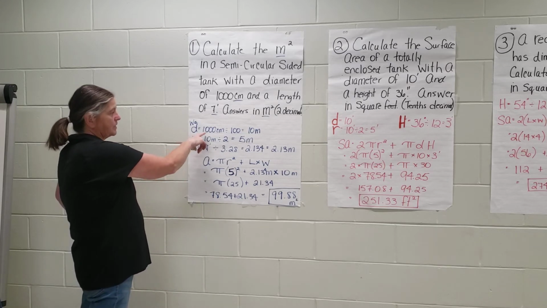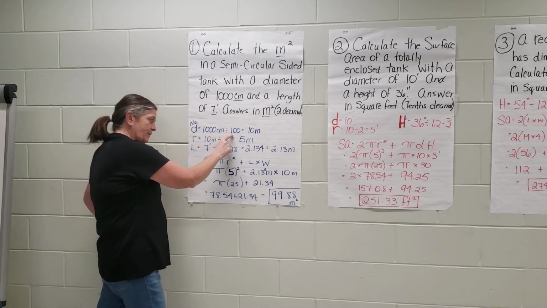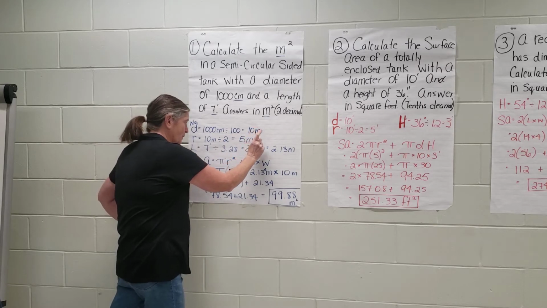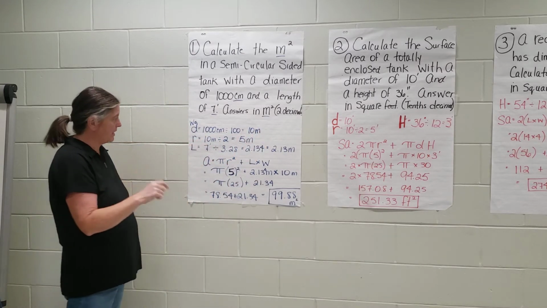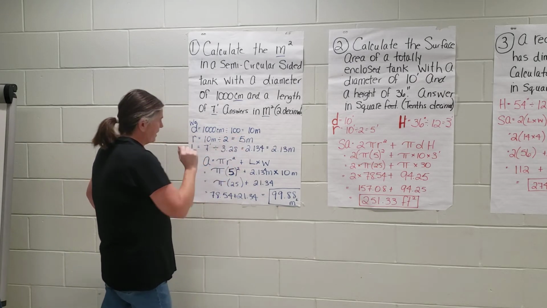Right, so if the diameter is 100 centimeters, we know how to get centimeters to meters. So our diameter would be 10 meters. And we have to remember our radius is always half our diameter. So our radius is 5 meters.